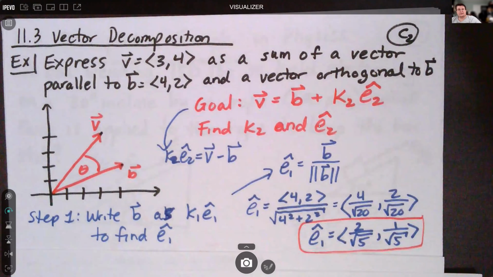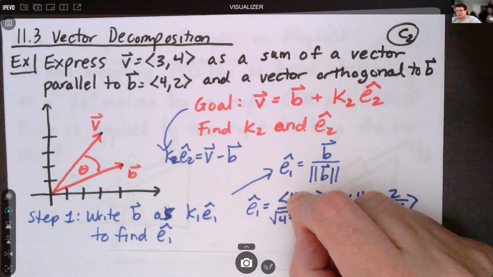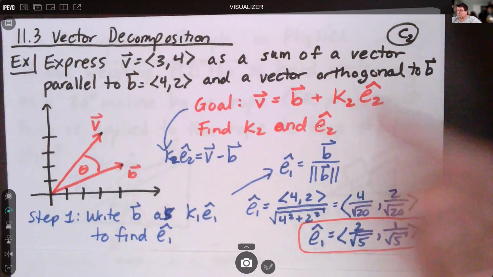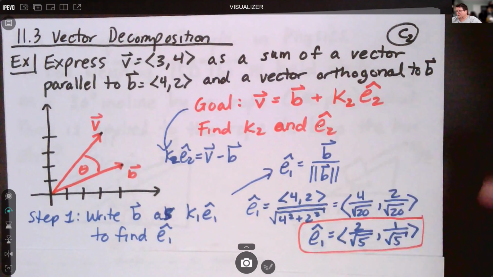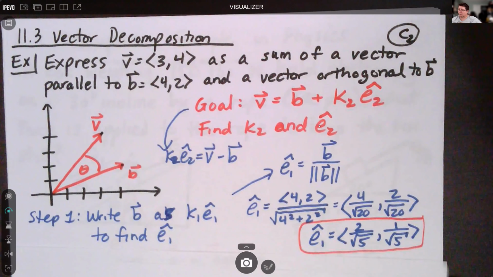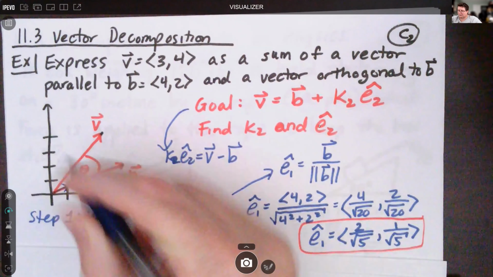So let's normalize B. E1, we want it to be a unit vector along B. To find a unit vector along B, we divide B by its magnitude. So we've got (4, 2) divided by the norm of (4, 2). 4 squared plus 2 squared is 20, square root is that. So we've got 4 over root 20, 2 over root 20. E1 is 2 over root 5 and 1 over root 5 as the components. That's our E1 right there.